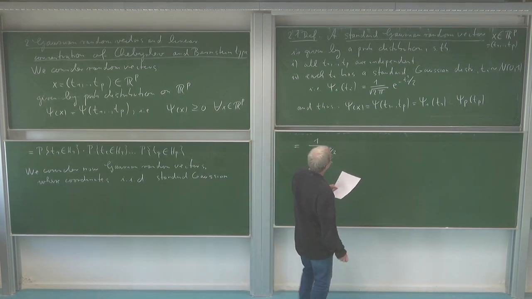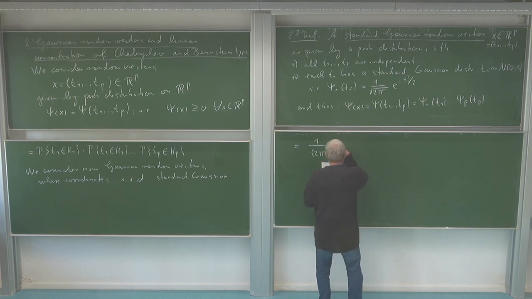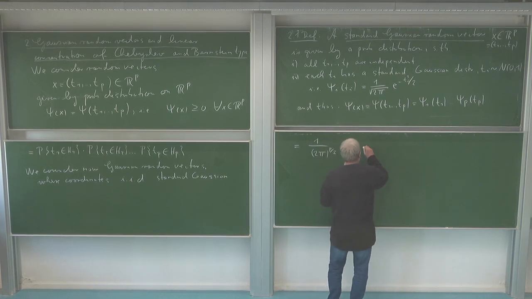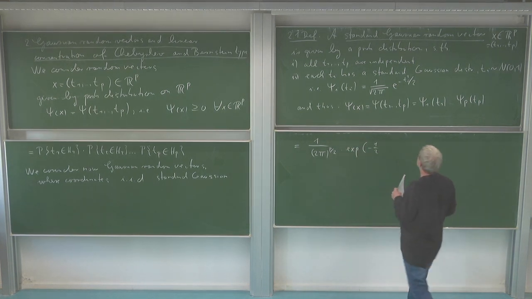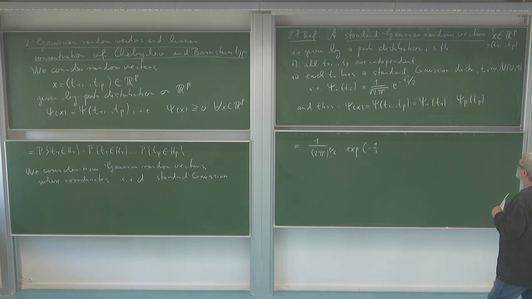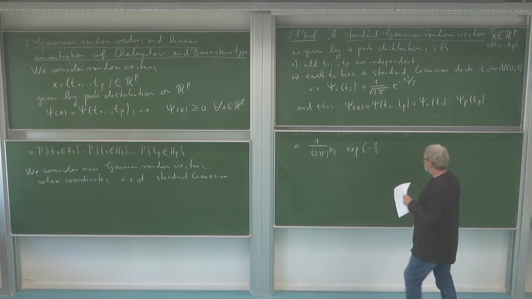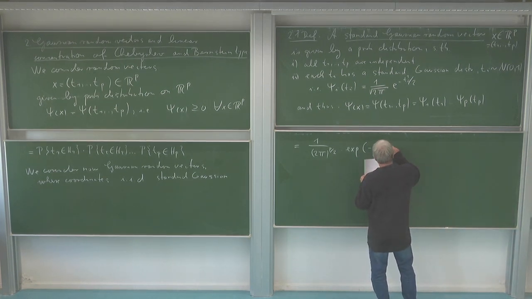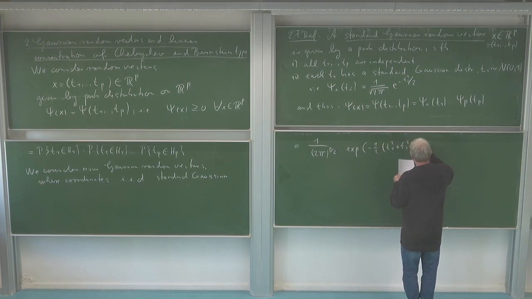Okay, and then we are multiplying the exponential guys. So we have then the exponential, where each of them has a minus 1/2. And the product of the exponentials gives us of course the exponential of the sum. So we have here t1 squared plus t2 squared plus up to tp squared.